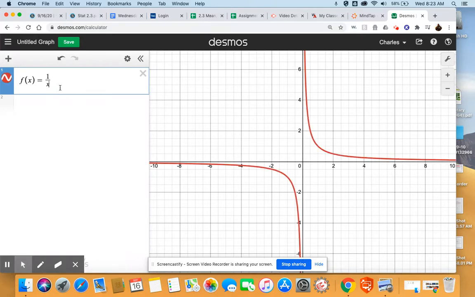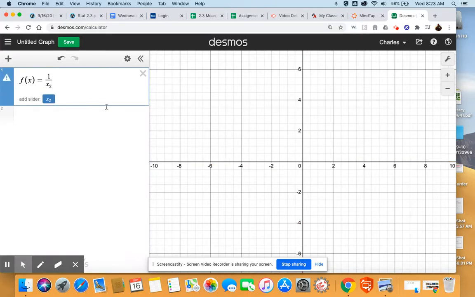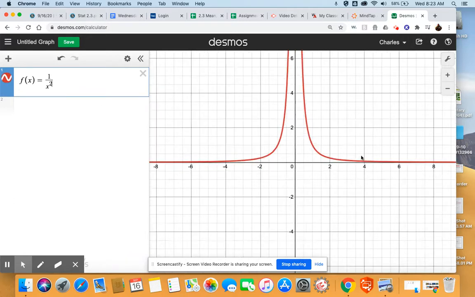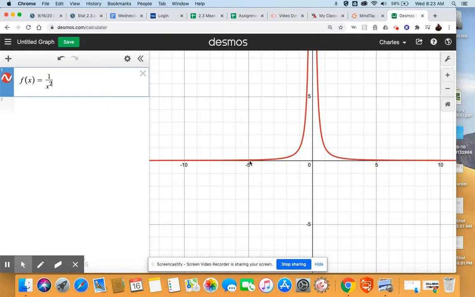1 divided by x squared, and I need to square it. Here we go. I'm zooming too much. As we get close to 0 from the left-hand side, what does our graph do? It begins an upward turn, then it increases infinitely.